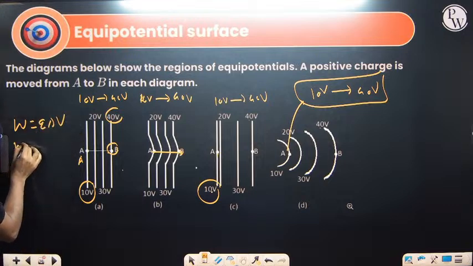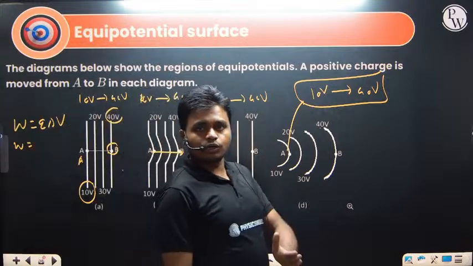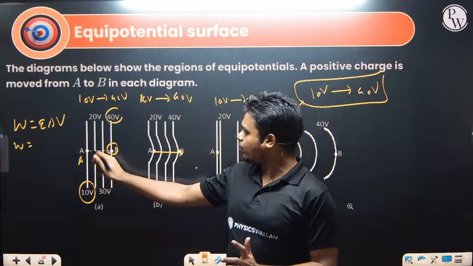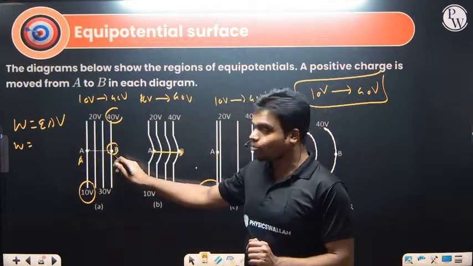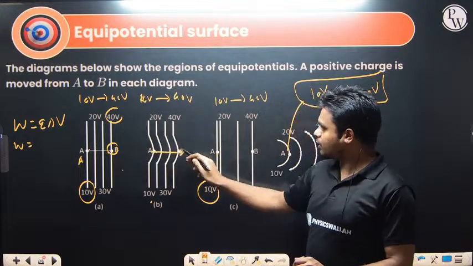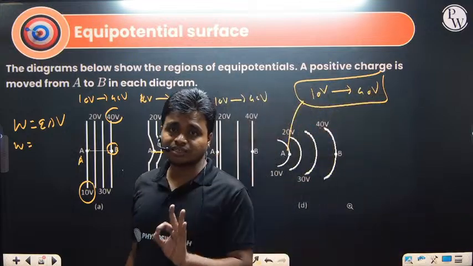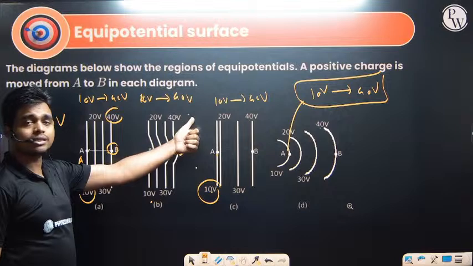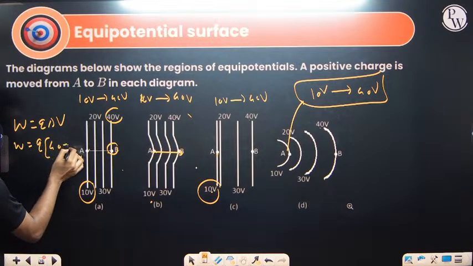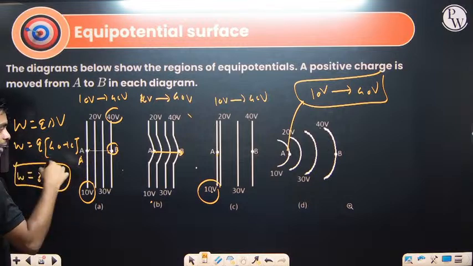So work done is given by Q multiplied by delta V. The same charge is taken in all of these cases, no matter in which direction it is taken. It depends on what the initial point, 10 volt potential, and what the final point, 40 volt potential, is. In all four cases, the initial point potential is 10 volt and the final point potential is 40 volt. Work done will be Q into 40 minus 10, so 30 into Q is the total work done in all of the cases.